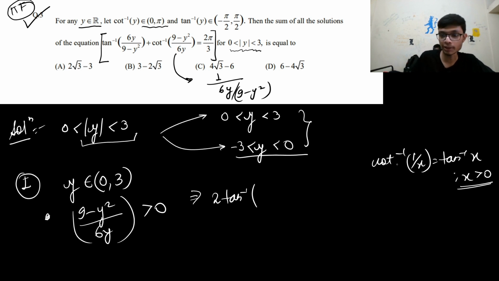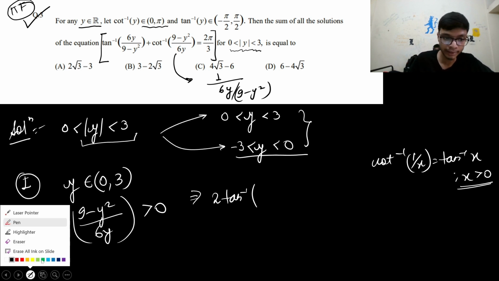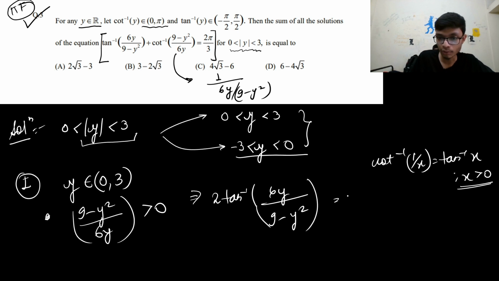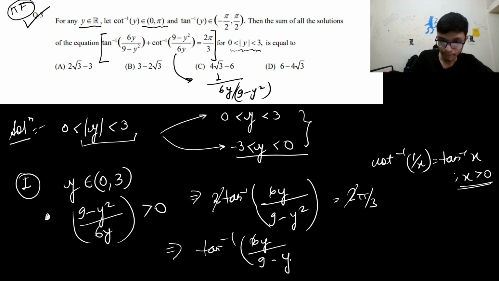So if I apply this result, that cot inverse of 1 by x is tan inverse of x for x greater than 0, and write this cot inverse in the form of tan inverse, I get the same result, that is tan inverse of 6y by 9 minus y square. So this makes 2 times tan inverse of 6y by 9 minus y square equal to 2 pi by 3. Canceling 2 on the right hand side, I get tan inverse of 6y by 9 minus y square is equal to pi by 3.